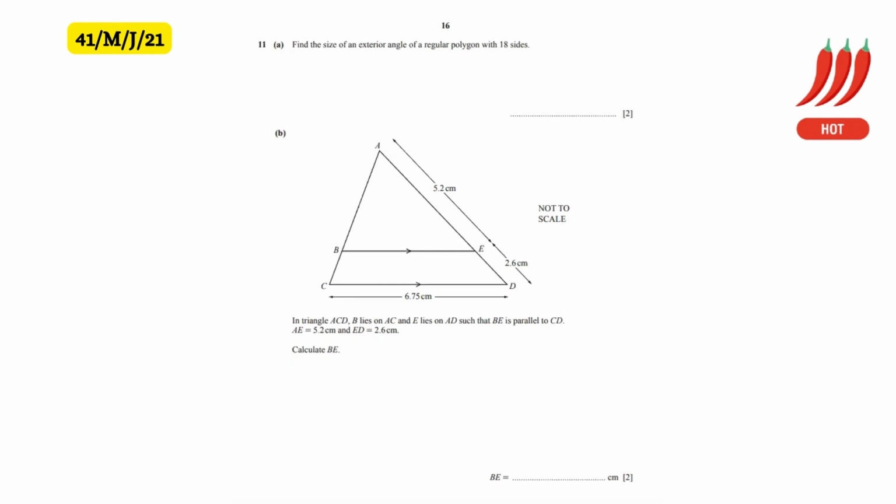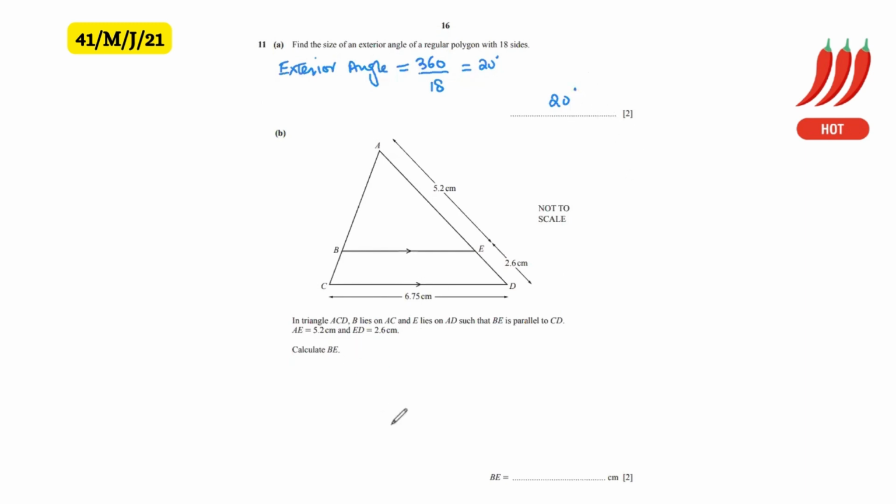Question 11 says find the size of an exterior angle for a regular polygon with 18 sides. Exterior angle has the formula of 360 divided by your number of sides. So we do 360 divided by 18, and that is going to give us 20. So that is the exterior angle of a regular polygon.